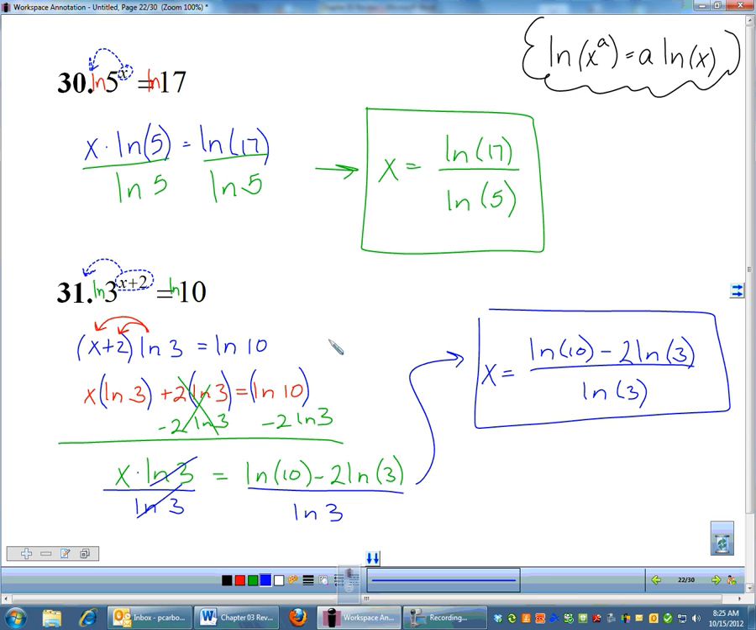You just don't be tempted to try to punch that in the calculator. First, because you will make a mistake. I can almost guarantee it, and you'll get the wrong answer. And second, I don't even want the decimal. I prefer these answers. So leave it like this.